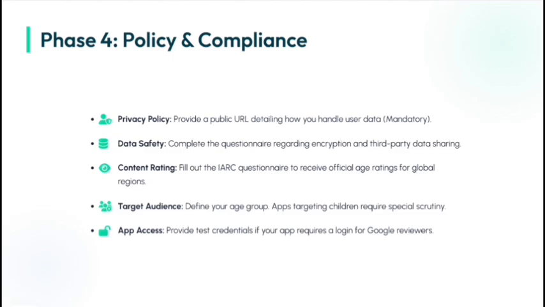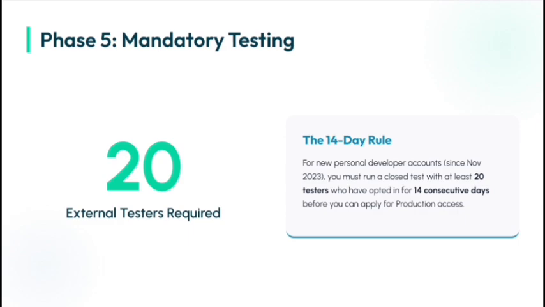Next, we are coming to phase 5, mandatory testing. There are 20 external testers required. This is called the 14-day rule. For new personal developer accounts since November 2023, you must run a closed test with at least 20 testers who have opted in for 14 consecutive days before you can apply for production access. See, here we said the 14-day rule.